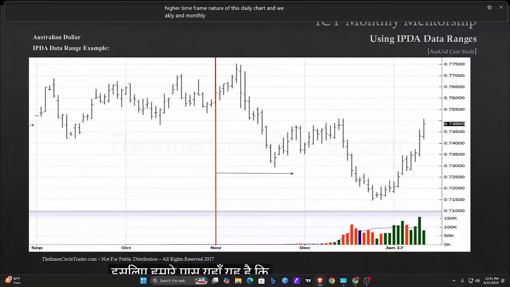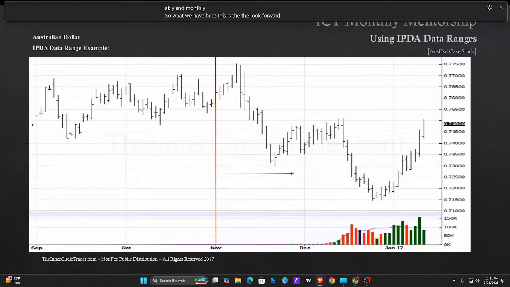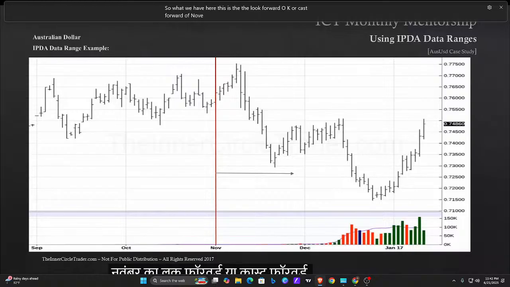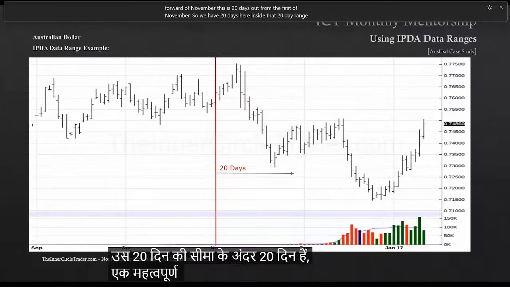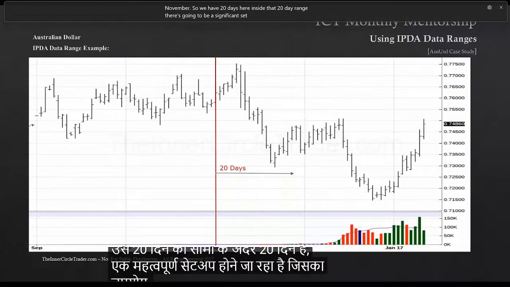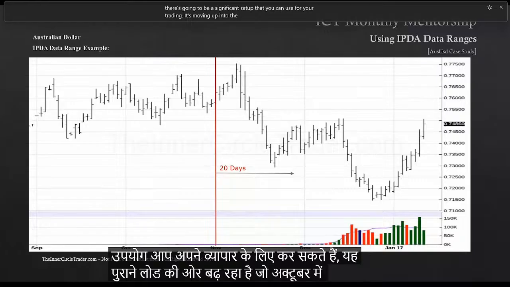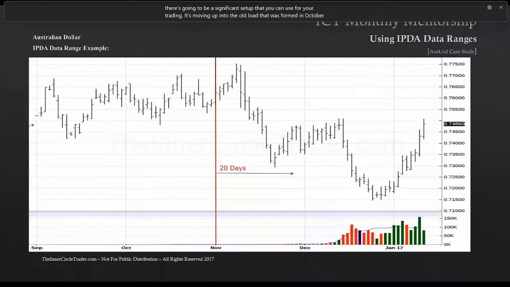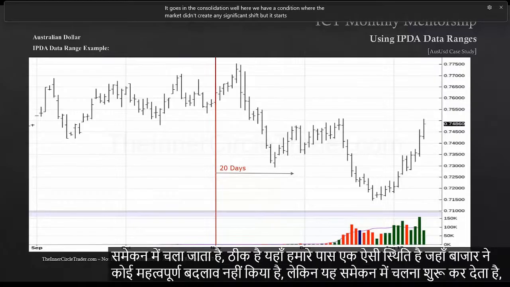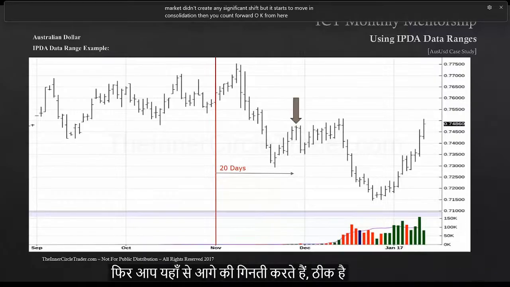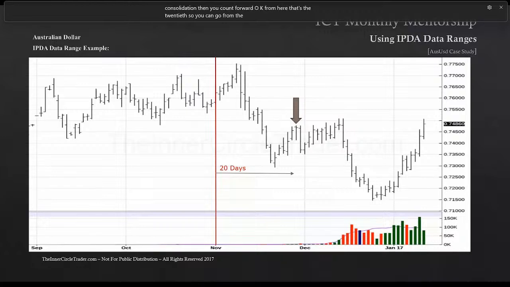So what we have here is the look forward, or cast forward, of November. This is 20 days out from the 1st of November. Inside of that 20-day range, there's going to be a significant setup that you can use for your trading. It's moving up into the old low that was formed in October. It goes into consolidation. Here we have a condition where the market didn't create any significant shift, but it starts to move in consolidation. Then you count forward from here, that's the 20th. So you can go from the beginning of November to the 20th.